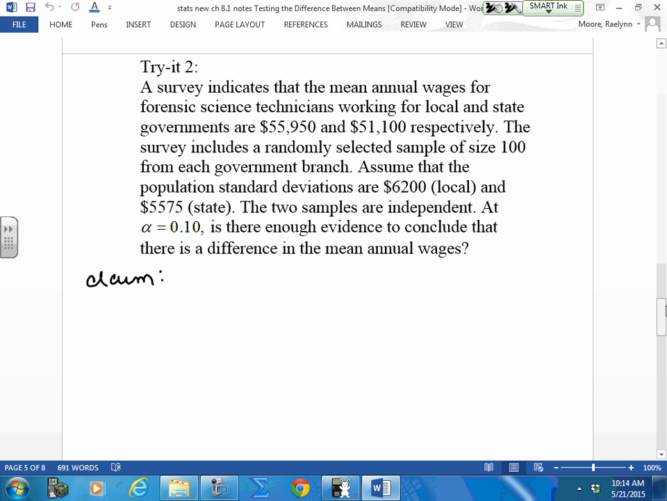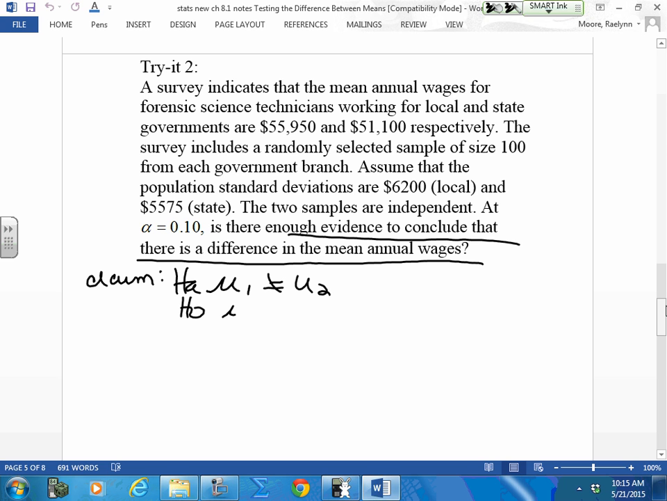Okay, Oliver, did you read the claim? Yes. What's the claim? The claim is, is there enough evidence to conclude there is a difference in the mean annual wages? Not equal to. Different, not the same. This is the claim. Is this the H0 or the HA? HA. H0 is that they're equal.